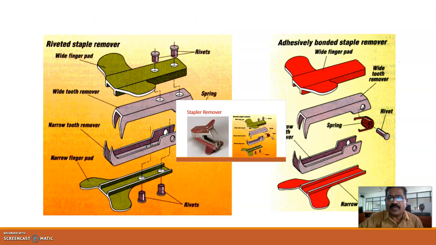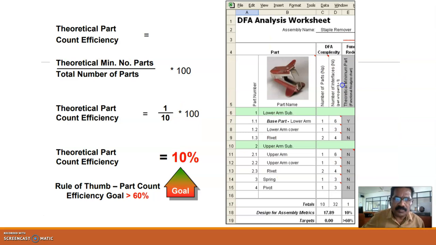Now look at this. What has been done here? This was the original design and the part, etc. But what we have done here is that these rivets have been removed. We found that the purpose of the rivets was only to hold the first two parts. So suppose I use an adhesive and join them together, then I can remove the rivets, and I would have eliminated four parts there. That is how you bring down the part count.